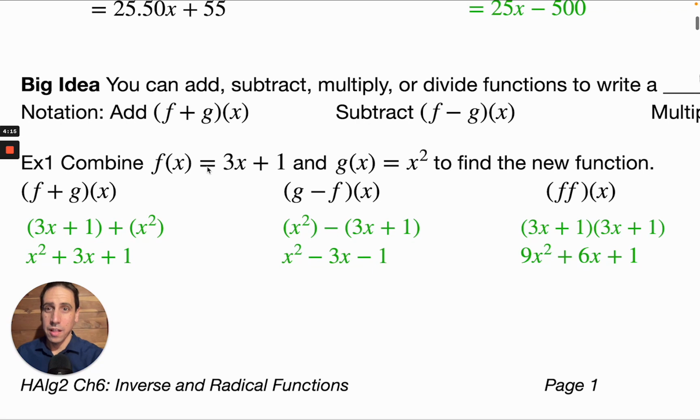You've got f of x is equal to 3x plus 1, and g of x is equal to x squared. You've got to combine the two somehow. So if you want to add them, you're adding 3x plus 1 plus x squared, which gives you simply x squared plus 3x plus 1.